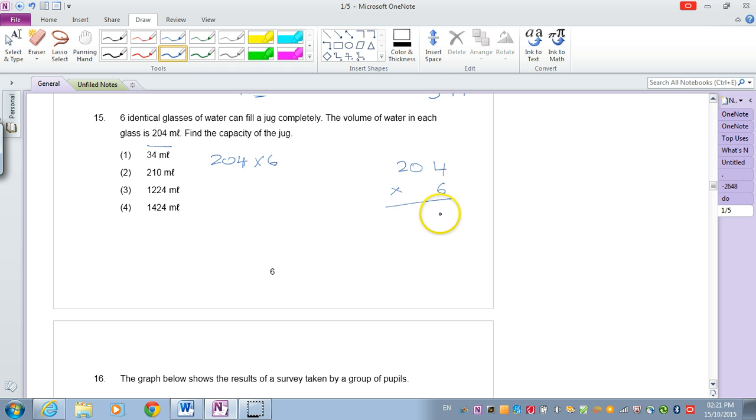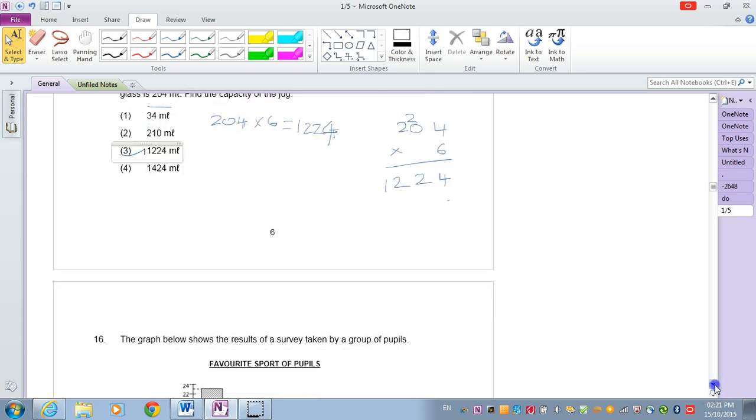So 4 times 6, that will give me 24. So I'll regroup it. 0 times 6 will give me 0, but I need to add my 2, so that will give me 2 here. 2 times 6 will be 12. So I will have 1224 milliliters, and that will be option 3. Let's move on to question 16.